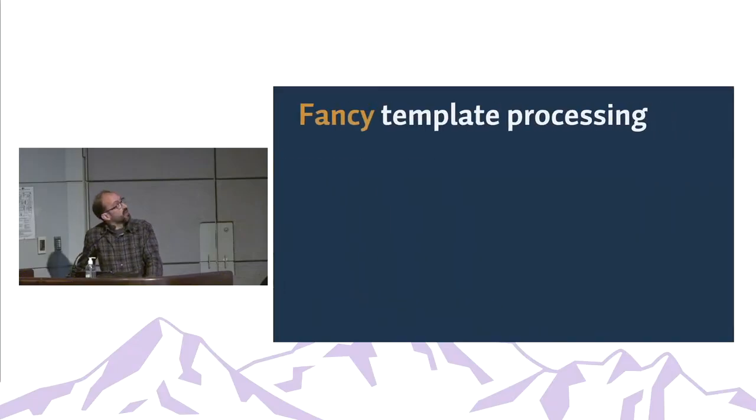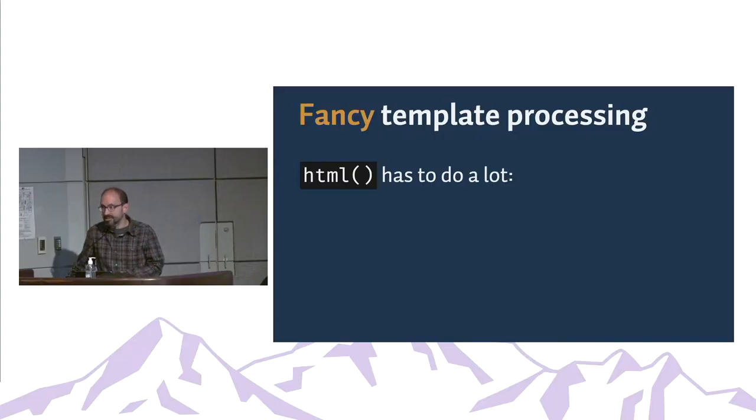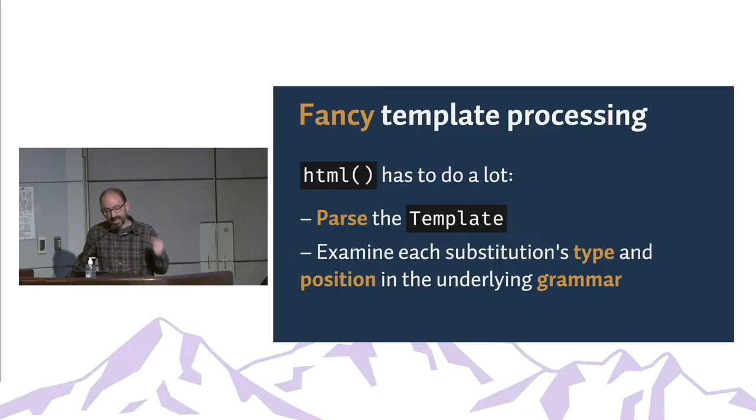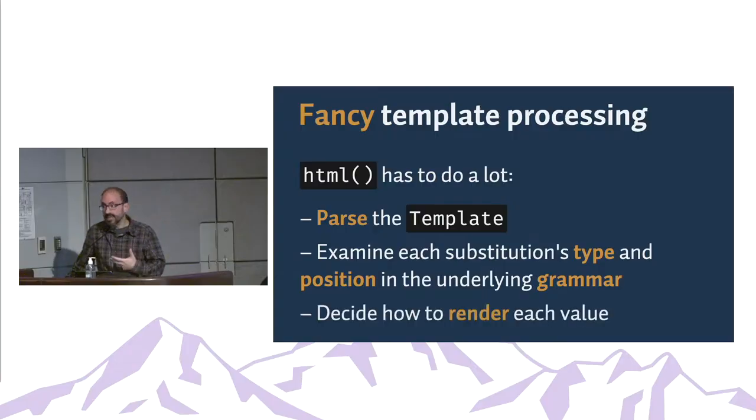And this is sort of what I call fancy template processing. That theoretical HTML function has to do a lot. It has to parse the template. It has to examine each substitution in that template. It has to look at its type and its position in the underlying HTML grammar. And based on those things, it has to decide how to render each value.